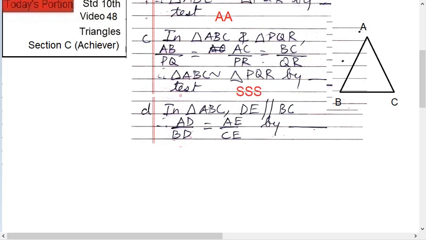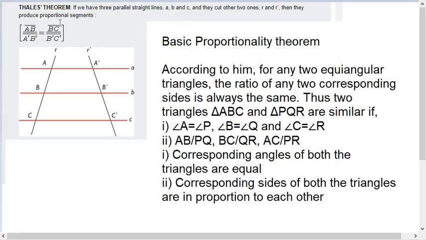In triangle ABC, DE is parallel to BC. Therefore AD upon BD equals AE upon CE by, what is the name of this theorem? That is known as, this is very important, Thales theorem. Now what is Thales theorem?